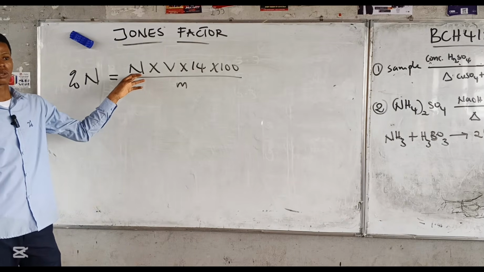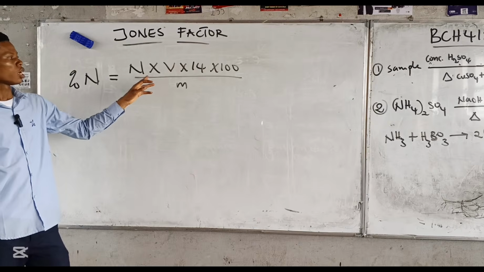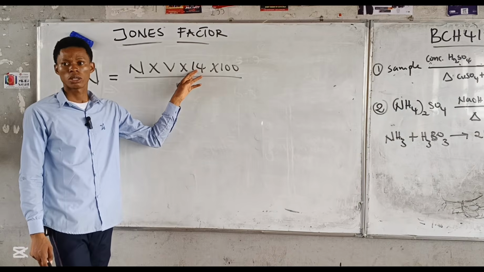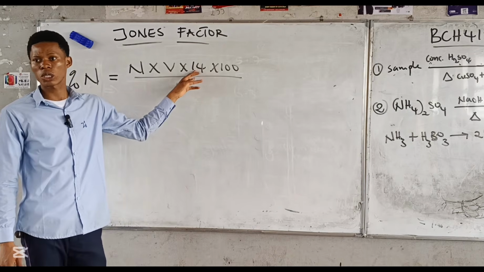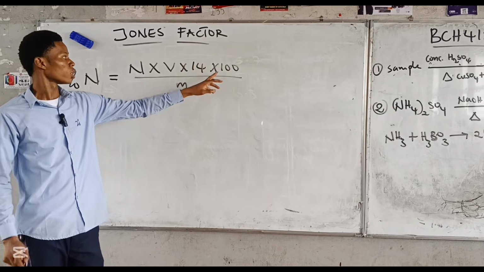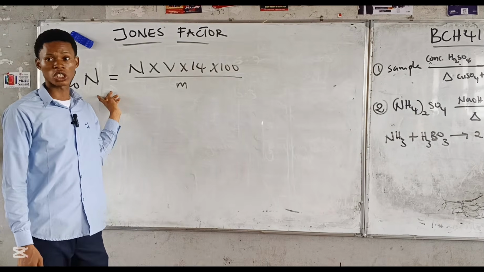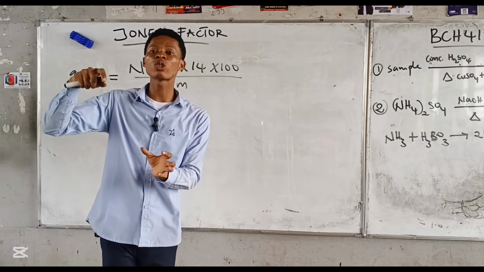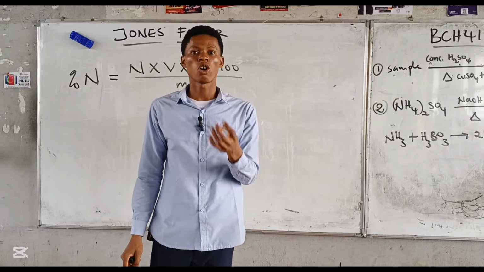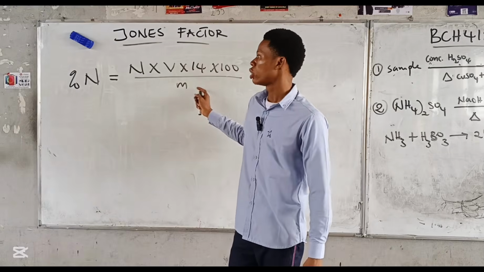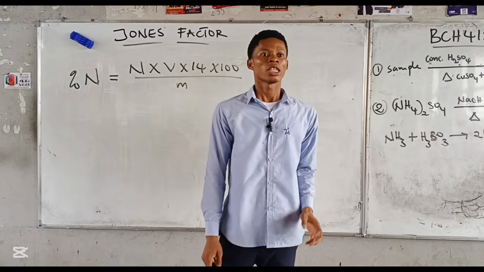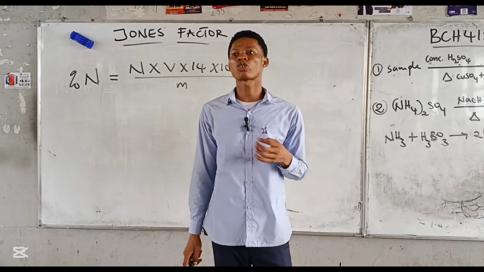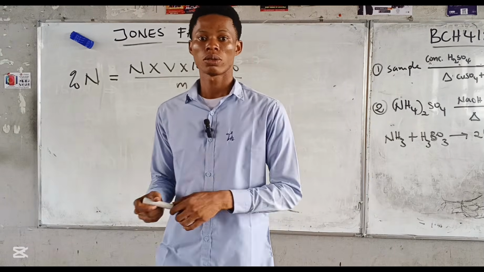N here is the normality of the acid. V is the volume of the acid used. Then 14 is the atomic weight or the molar mass of what? Nitrogen, right? Nitrogen is 14. 100 here because we are looking at percentage. Then M here is the mass of the sample. So before you even start your experiments, you must measure the mass of the sample. Then if you use this formula, you will get the percentage nitrogen. Then if you want to estimate the protein, you multiply this percentage nitrogen by that conversion factor. So basically, that's that.